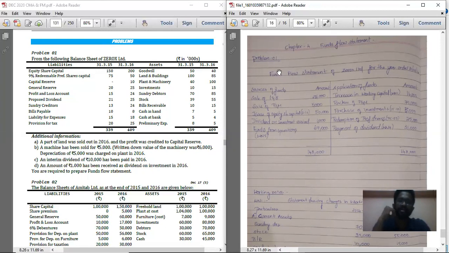For the year ended 31st March 2016. So fund flow statement of Xerox Limited for the year ended 31st March 2016. Below that, a two columnar table. First column, sources of funds. Second column, application of funds.